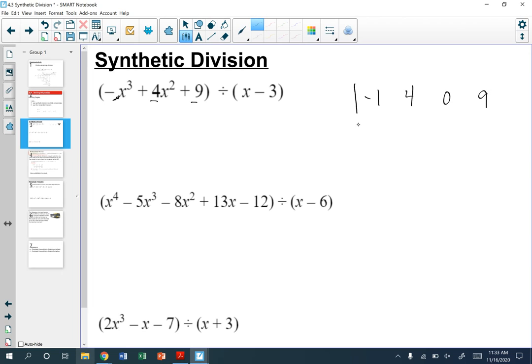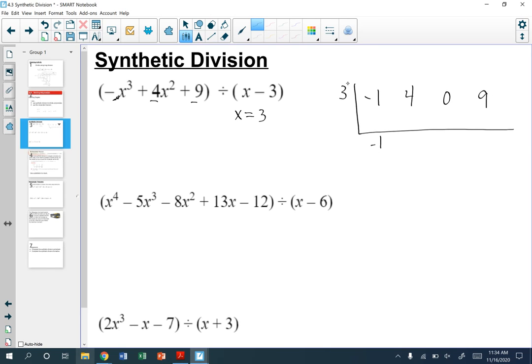Now I'm going to do, it's like an upside down divisor sign. And I need to solve for x here. So this would be x equals 3. I'm going to put that 3 right there. Okay, so first thing, I bring down my very first term. Negative 1, I bring that down here.